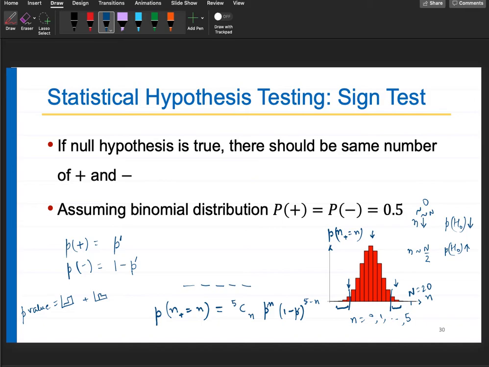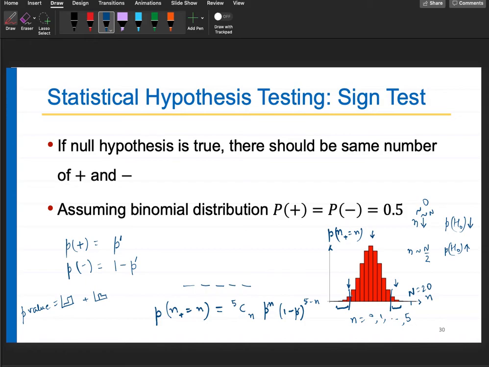Why? Because I want to formulate a p-value such that if my n is close to 0 or capital N, then my p of h0 should be very small. Let us call this a p-value. My p-value quantifies p of h0. It does not quantify, but it is like my confidence. If my p-value is less than 0.05, then I will reject my null hypothesis. If my p-value is more than 0.05, I will accept the null hypothesis. So this is how I quantify my p-value.